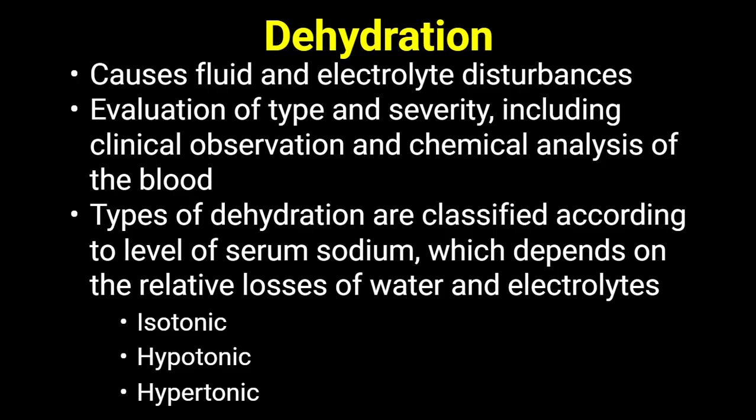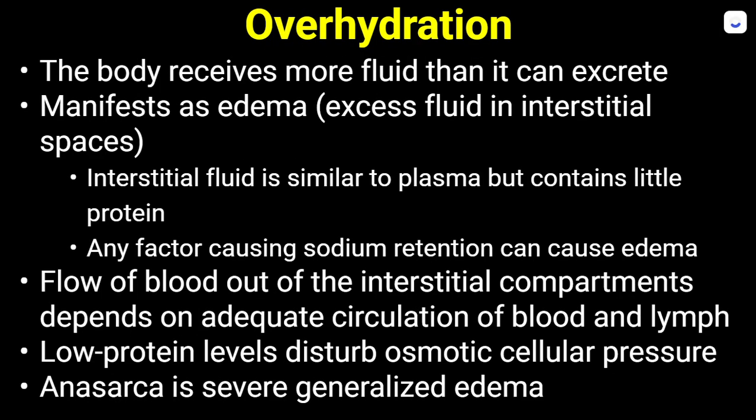Regardless of the type, nursing priorities include assessing hydration status, monitoring vital signs, intake and output, daily weights, urine output, mental status, and laboratory values, then replacing fluids carefully according to the child's condition. For NCLEX, remember that isotonic dehydration is the most common form in children, and dehydration is classified according to the serum sodium level, which reflects the relative loss of water and electrolytes.